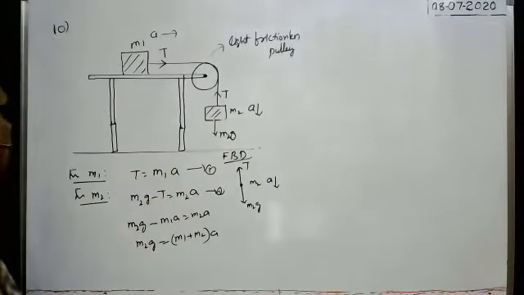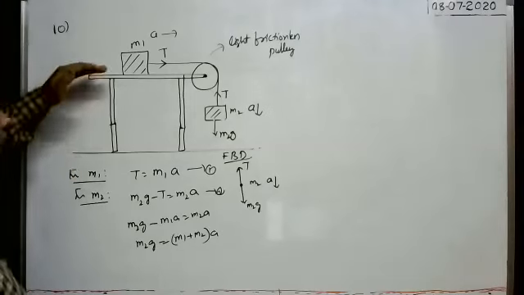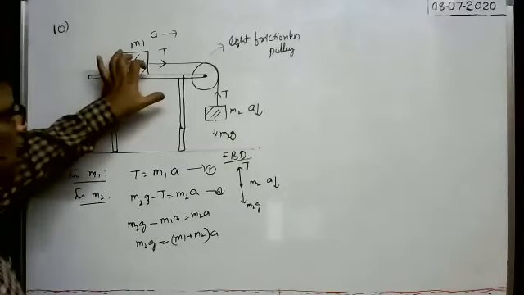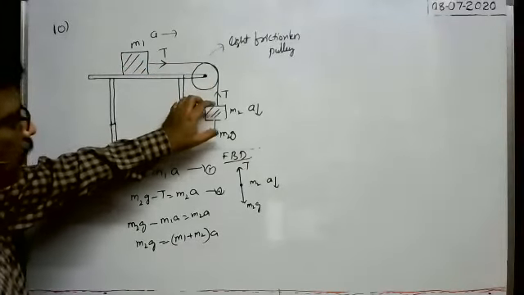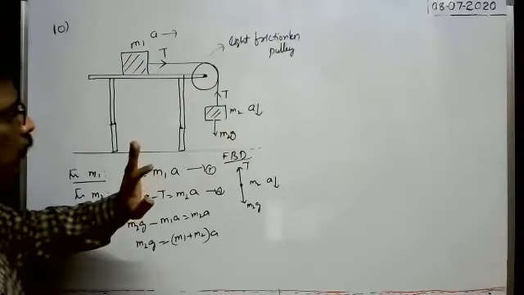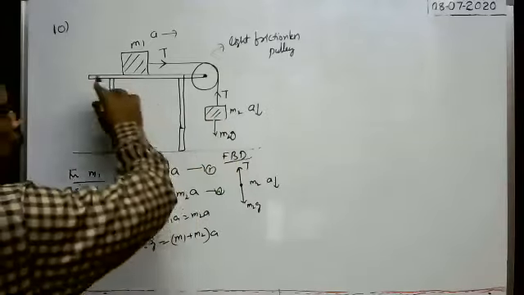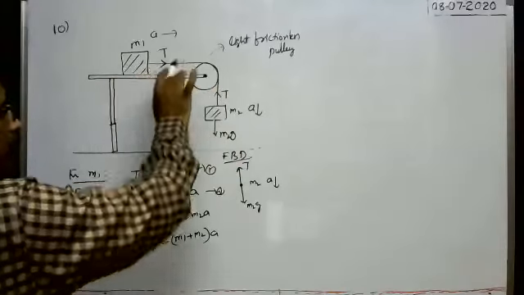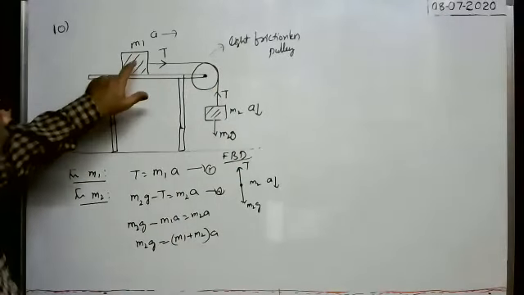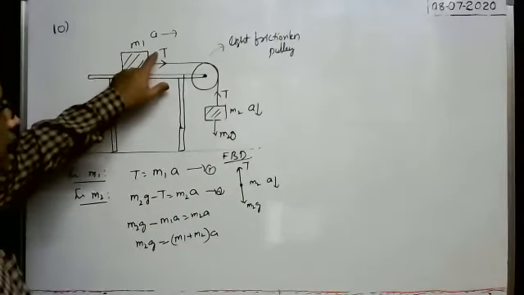Okay. So here, on the smooth horizontal surface, one block is kept and it is connected to a string passed over the pulley, and the other end is connected to a load of mass M2. When you release the system, the two blocks will move in this direction. This block moves towards the right. This block is pulled by the tension of the string T.